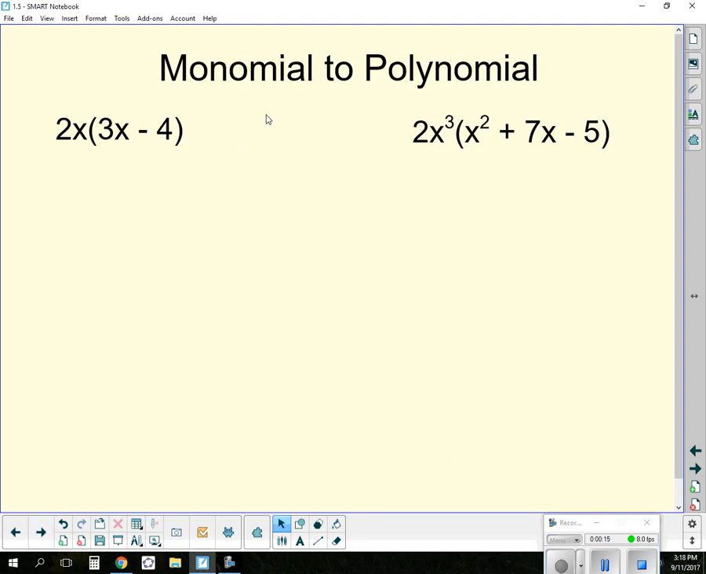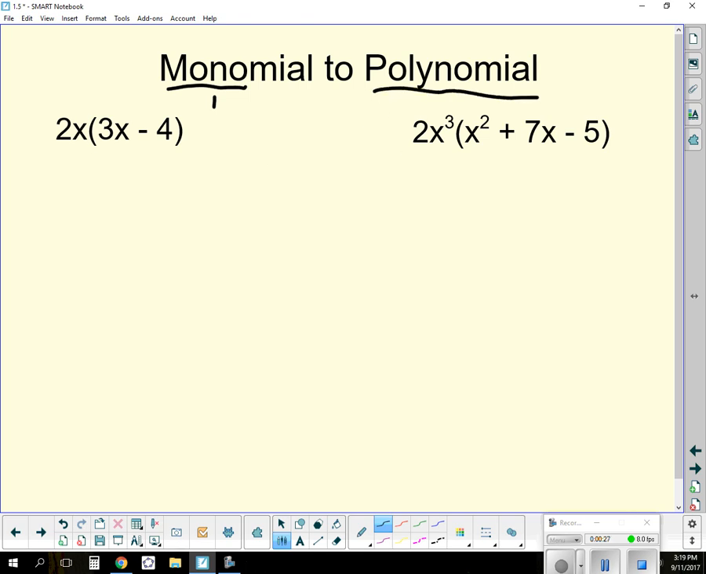Okay, so first of all, let's talk about a monomial being multiplied by a polynomial. Remember, mono means one, so we have one term out front, and a polynomial can be any number of terms. It could be one term up to a million, as many as you want. We're generally going to work with like 2 or 3 or 4 terms. So in our first example, we have a monomial, one term, multiplied by a binomial, 2 terms.